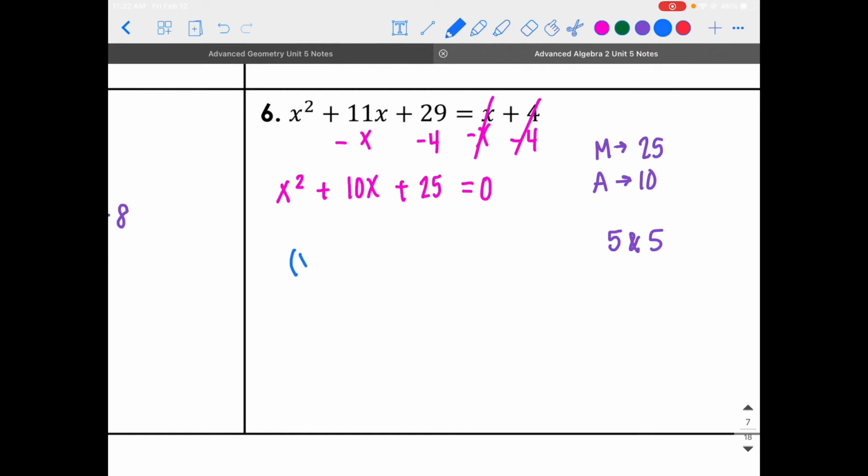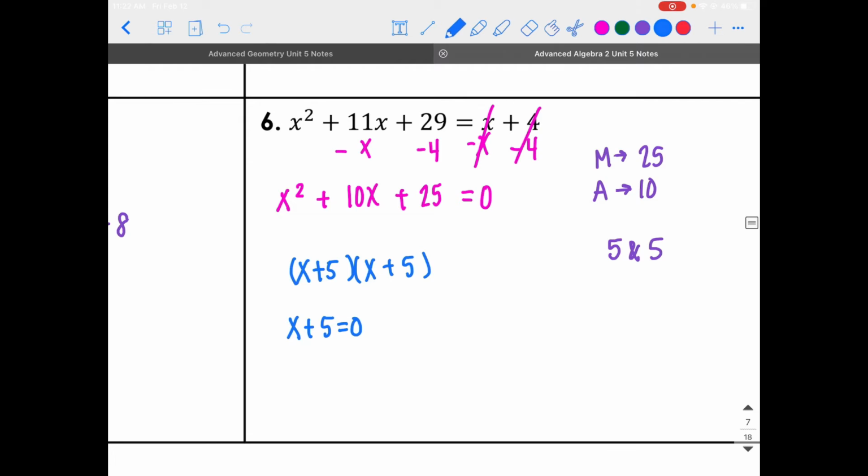So when I factor, I get x plus 5, x plus 5. x plus 5 equals 0. Now, since I have the same thing, you do not have to write it out twice. You would get the same answer twice. So this is an example where it only has one x-intercept or one solution. The vertex is sitting on the x-axis. So if I subtract 5, I get x equals -5.